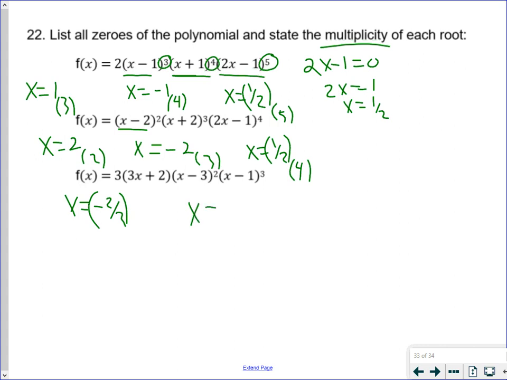Next, we have x equals 3 for x minus 3. It's raised to the 2nd power, so it happens twice. So it has a multiplicity of 2. And lastly, we have x minus 1. You solve that for x. When you set it equal to 0, you get x equals 1. It's raised to the 3rd power, so it happens 3 times. So it has a multiplicity of 3.